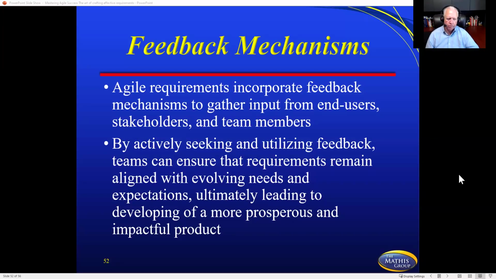By seeking and utilizing feedback, teams can ensure the requirements remain aligned with evolving needs and expectations, ultimately leading to the development of a more prosperous and impactful product. Once again, is this going to be the best product that we can put out, that the customer wants, that aligns with their values? It will be and could be. Feedback is what's going to get us there.